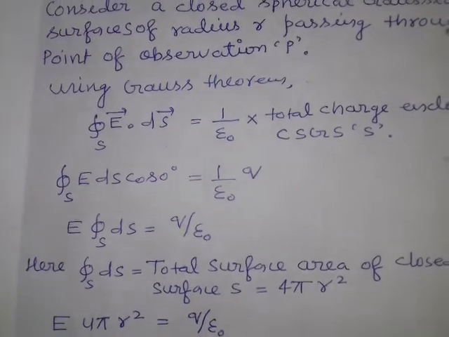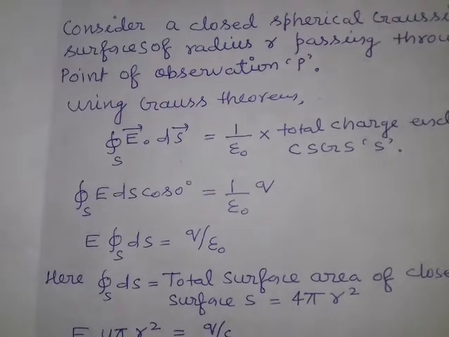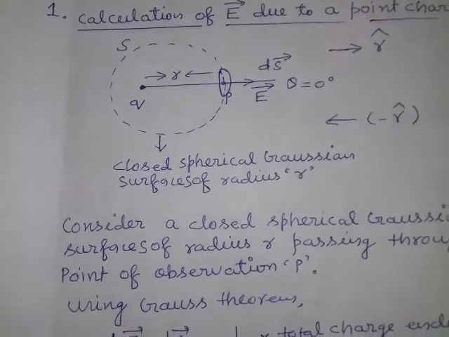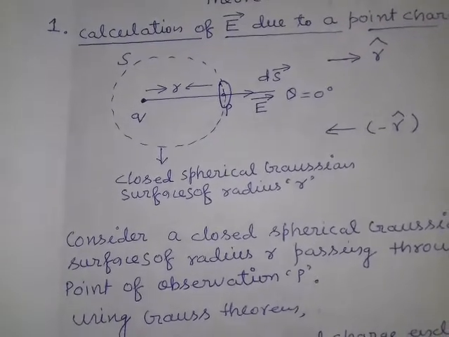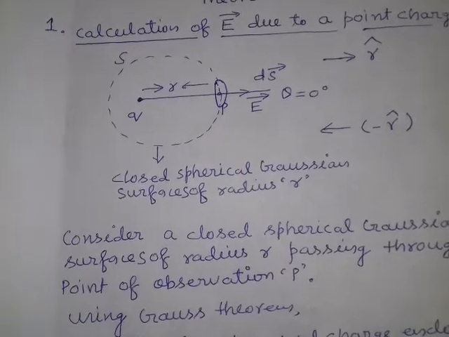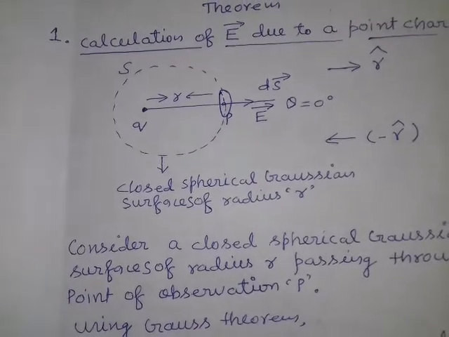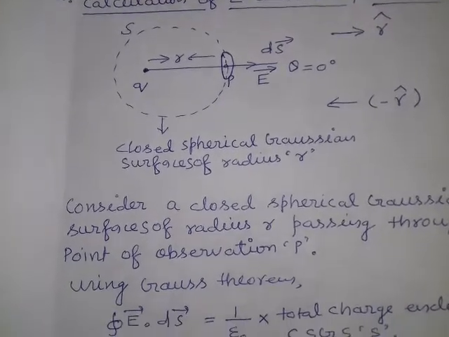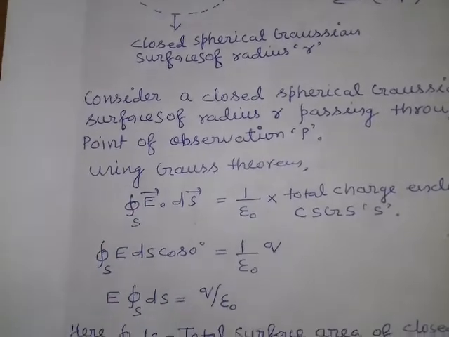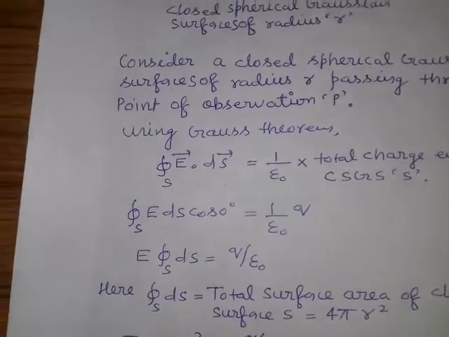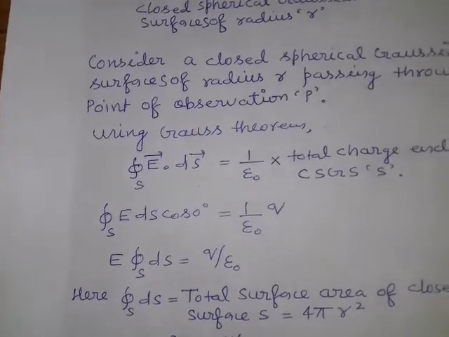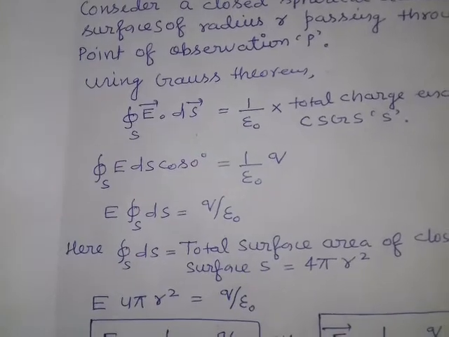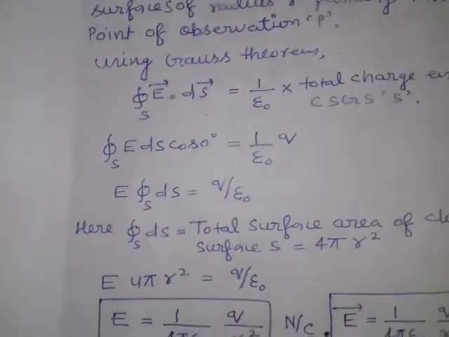Okay, now again, what is the beauty of a closed spherical Gaussian surface? The beauty is that the value of the electric field is always the same at all points on the surface of the closed spherical Gaussian surface of radius small r. So the value of E is taken as a constant for this surface, and it can be taken out of the integral sign.